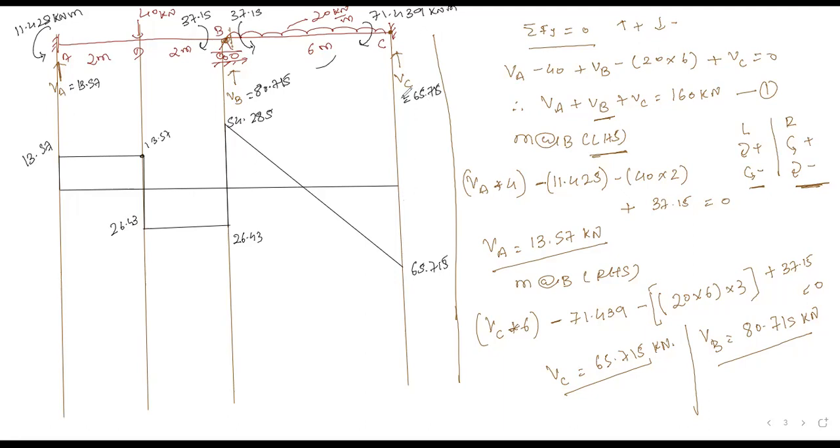Okay, so again, what is the value at point C? 65.715, and it is acting in upward direction. So we can say that our diagram is closed now. Is it clear? Minus plus becomes zero. Actually it is not zero, our diagram is closing. So this is positive, this is negative, this is positive, this is negative.